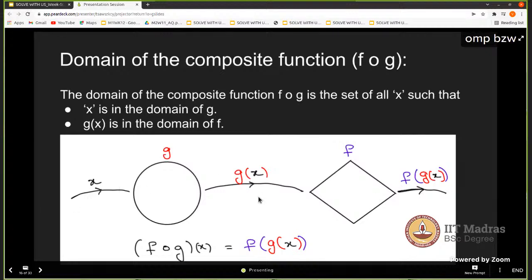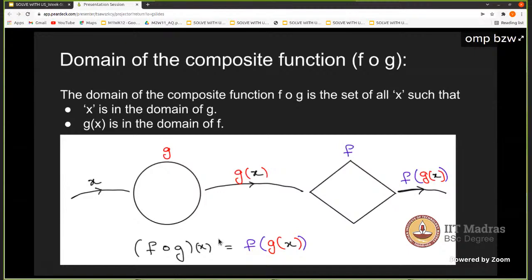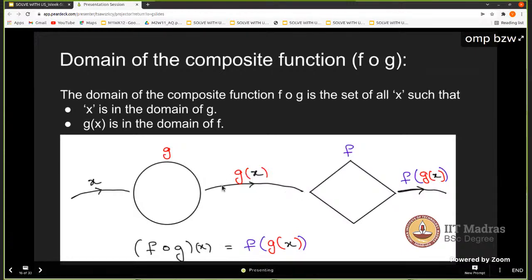Inside that composite function, this is what is happening: x goes into g, comes out as g of x, and that g of x goes into f and comes out as f of g of x. But domain matters here. Suppose there is a function for which g of x is not defined in the domain of f. Then it will not get inside. There, the function value will break down, and no such composite function is possible.